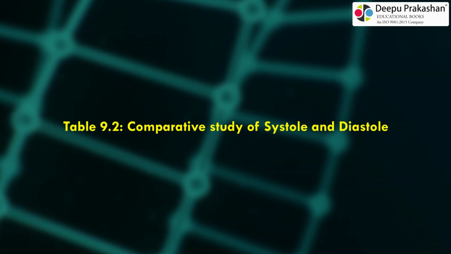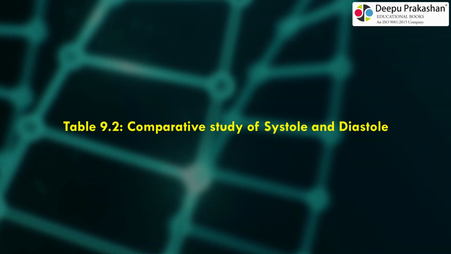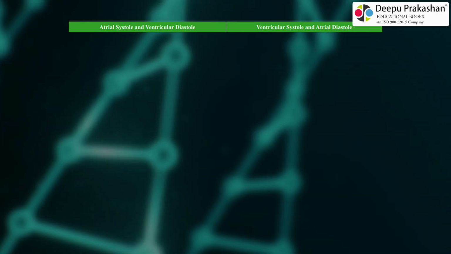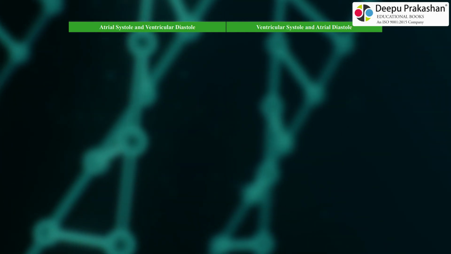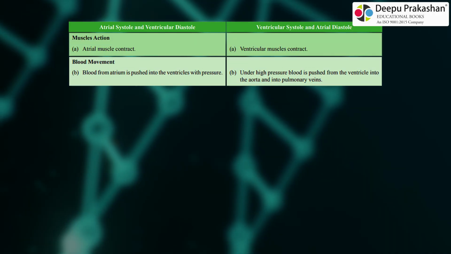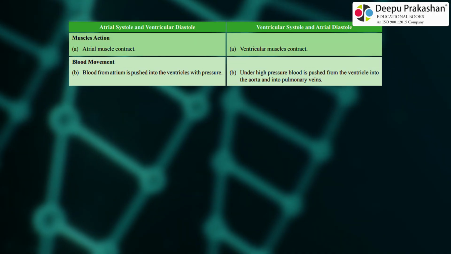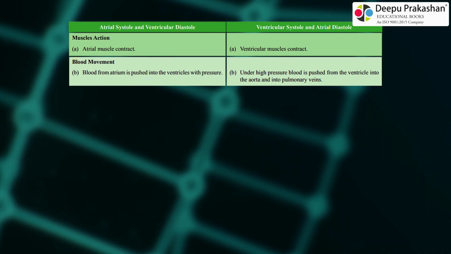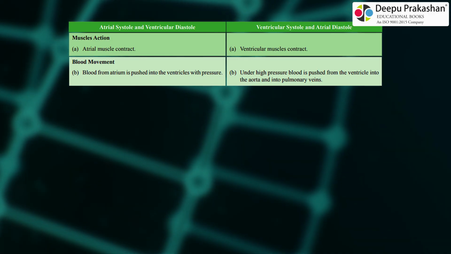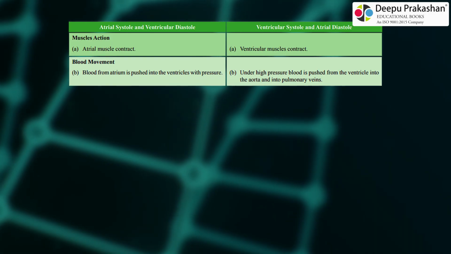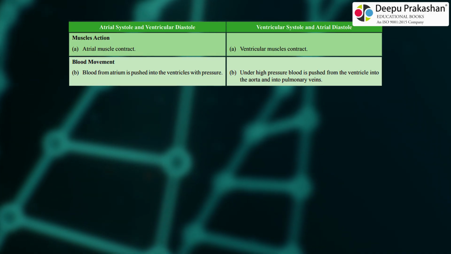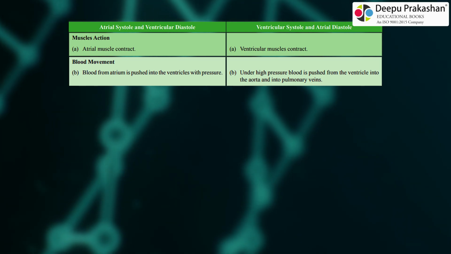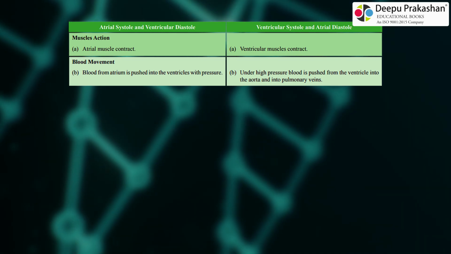Table 9.2, Comparative study of systole and diastole. Atrial systole and ventricular diastole. Ventricular systole and atrial diastole. Muscle action. A. Atrial muscles contract. A. Ventricular muscles contract. Blood movement. B. Blood from the atrium is pushed into the ventricles with pressure. B. Under high pressure, blood is pushed from the ventricle into the aorta and pulmonary artery.